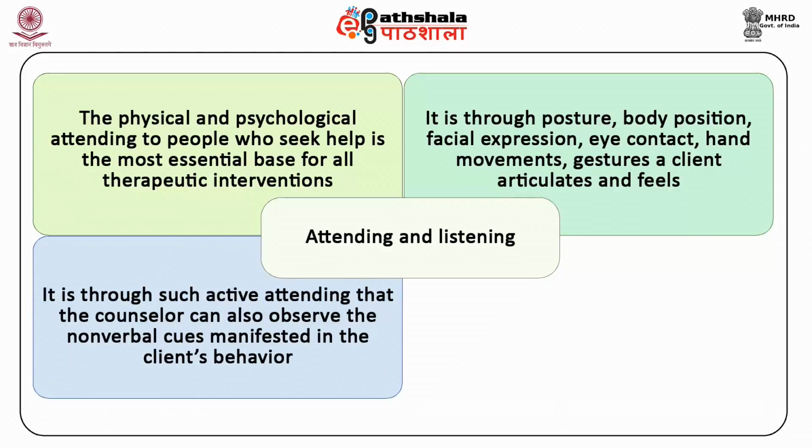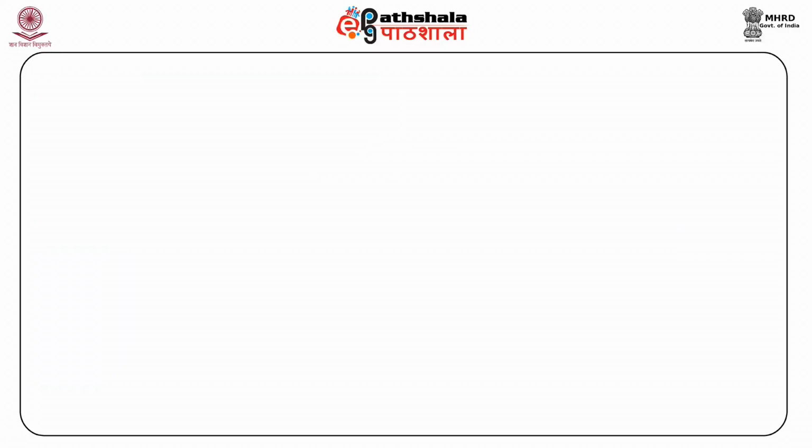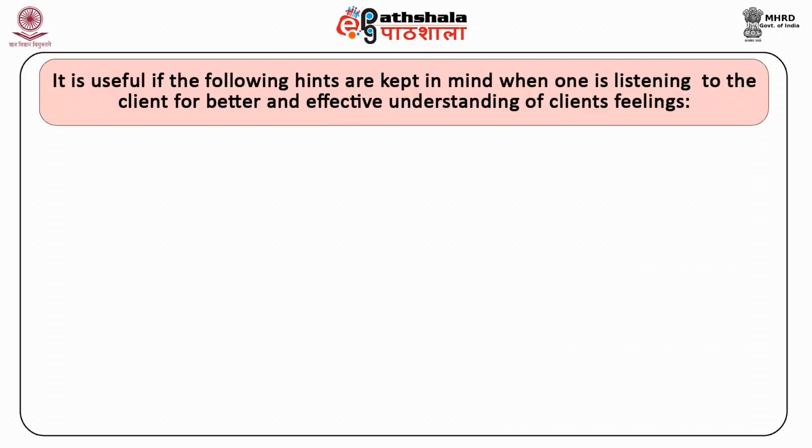Through such active attending, the counselor can also observe the non-verbal cues manifested in the client's behavior. A quivering lip, clenched fist, or knotted brow provides a signal about what the client is experiencing. Effective listening is also one of the attending skills. It is useful to keep the following hints in mind when listening to the client for better and more effective understanding of the client's feelings.